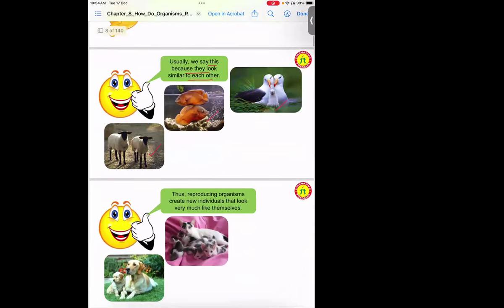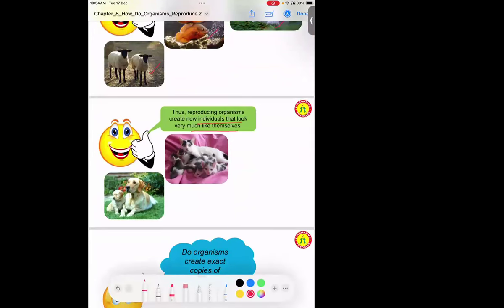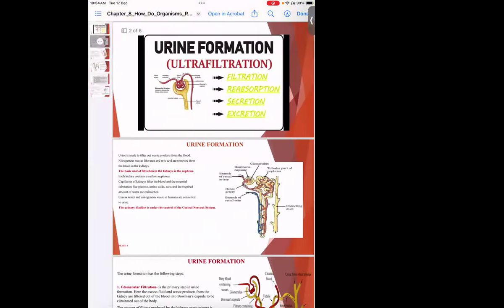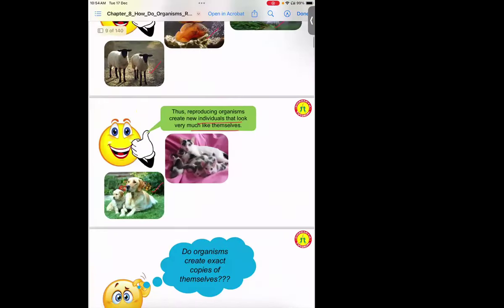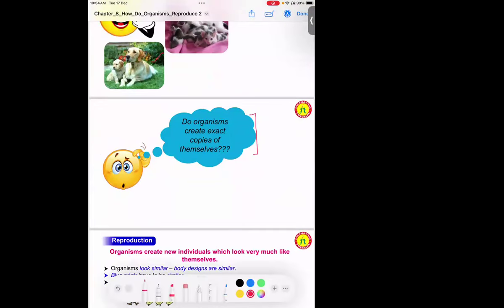Thus, reproducing organisms create new individuals that look very much like themselves. We know very well what is happening in the process of reproduction: they create organisms which are very similar to themselves, like these dogs and kittens you can see here. So they are also the same. Why does this happen? This happens because the organism creates exact copies of themselves, and this is very, very important for your board exam.